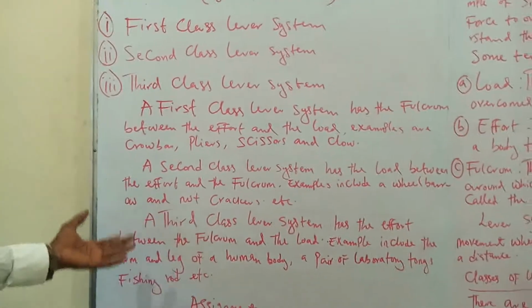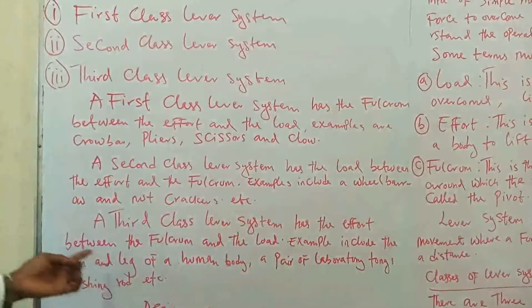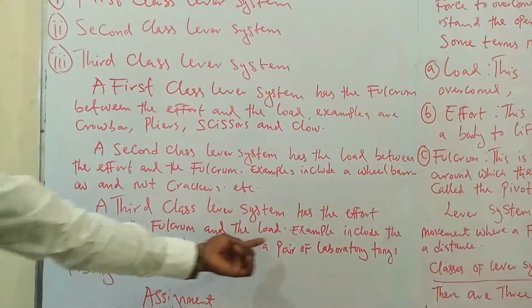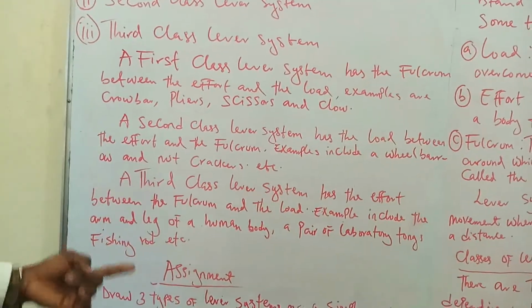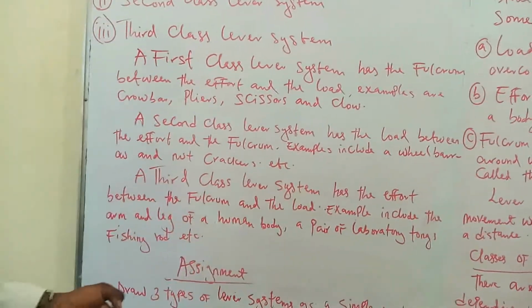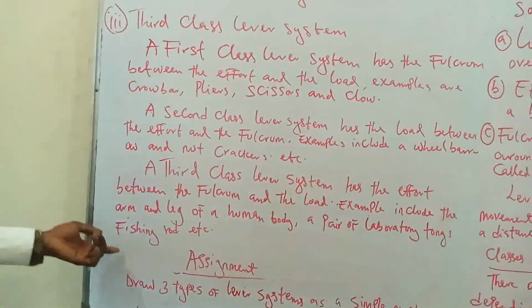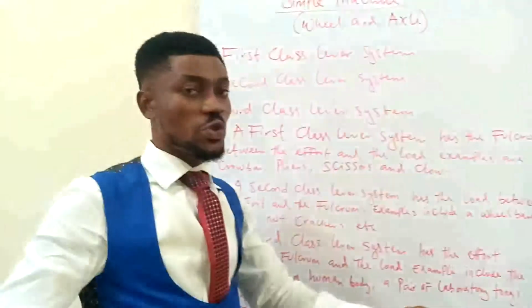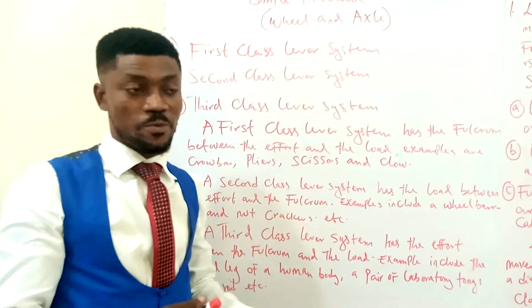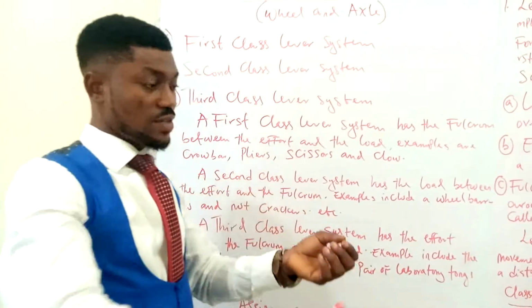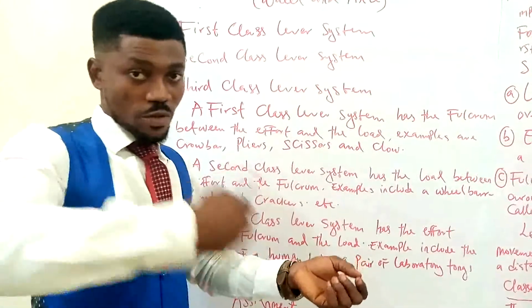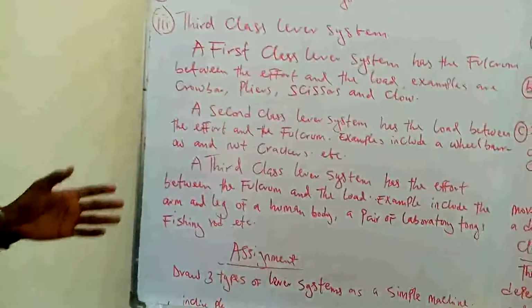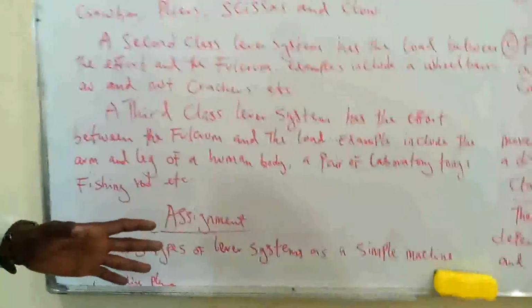And then the third class lever system has the effort between the fulcrum and the load. Examples include the arm and the leg of a human being, a pair of laboratory tongs, and a fishing rod. How many of you have seen a fishing rod? What fishermen use in fishing? You know how the fishing rod looks? It has a fulcrum there. It has the load, the effort, and the fulcrum. This is where we're going to call it a day.